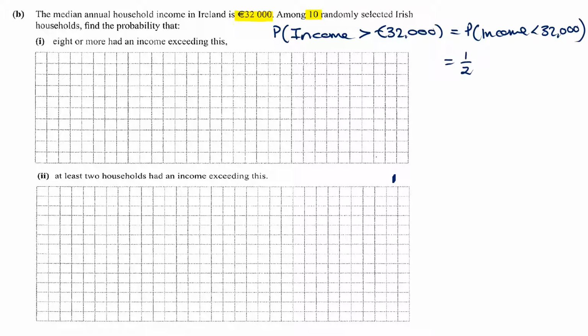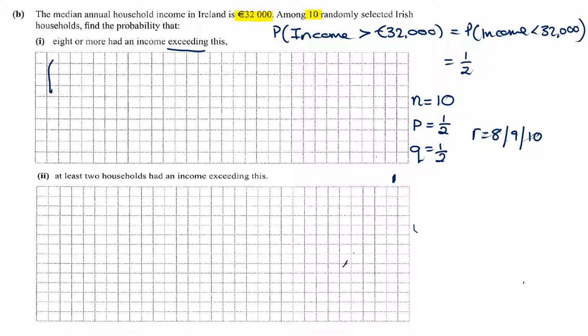So we're basically talking about Bernoulli here. N is the number of trials, so there were 10 households selected. P, the probability of success, is a half because we want it now to be exceeding. It doesn't matter because the Q is going to be the same. And they want 8 or more, so r is going to be 8, 9, or 10. So we're going to have to do this 3 times.